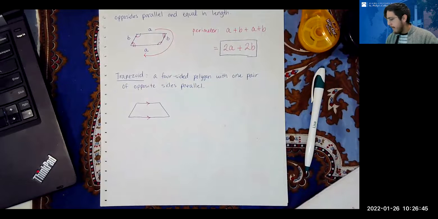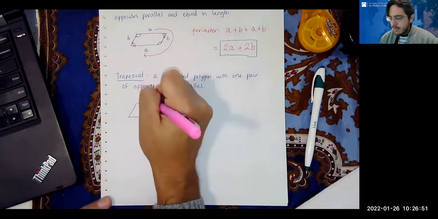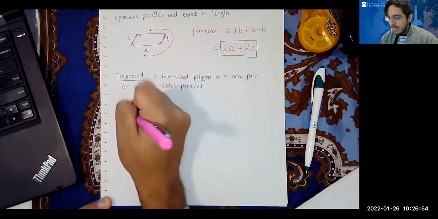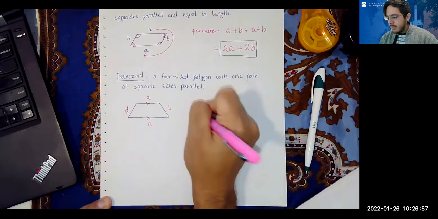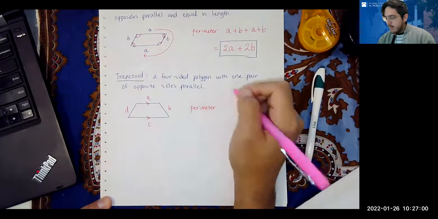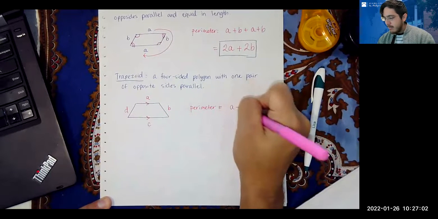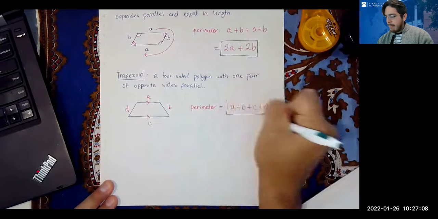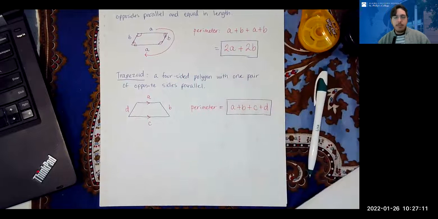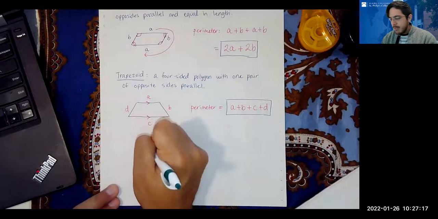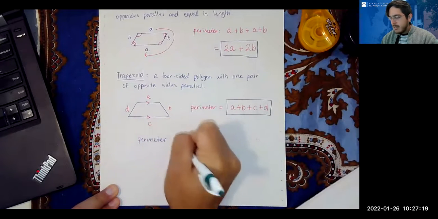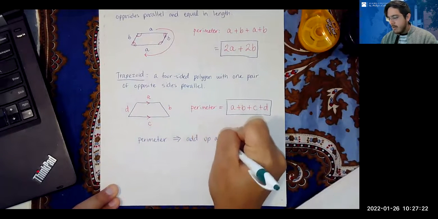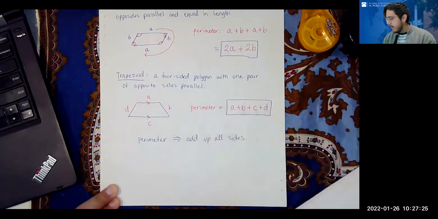Okay. And so there's no fancy formula for a trapezoid. If all the sides are labeled A, B, C, and D, then the perimeter will be calculated as such: A plus B plus C plus D. Again, all of these could be calculated just by adding up all the sides. That is what perimeter is. Perimeter means add up all the sides. Okay.